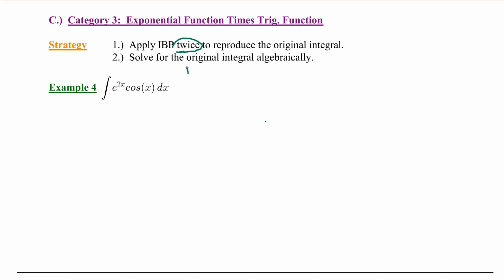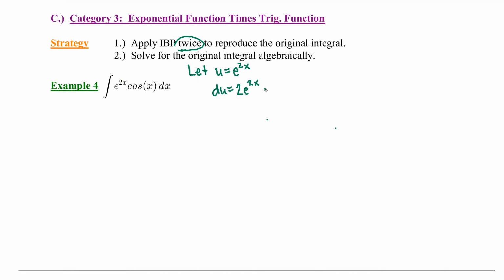So in this case, I'm going to start out and let u be the exponential part. u equals e to the 2x. Then we would recognize that du is 2e to the 2x dx. Now we're also going to choose dv to be the leftovers in the integral. In this case, we have cosine of x dx. We're going to integrate both sides. On the left side, we get v, and on the right side, we end up with sine of x.